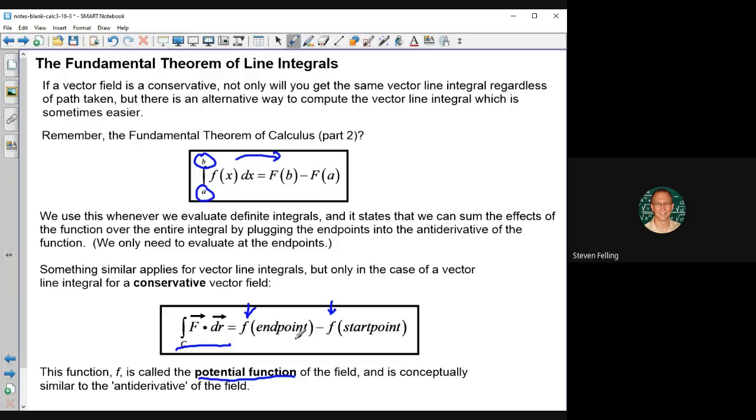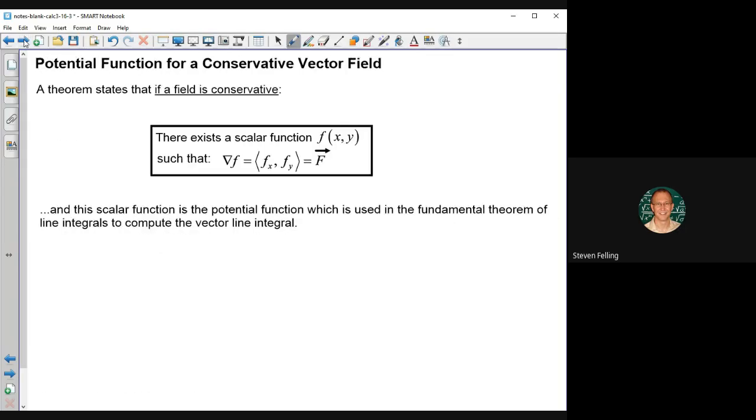We're going to learn next how to find this potential function once we've determined that we have a conservative vector field. There's a theorem that states that if a field is conservative, there exists a potential function f of x, y. What makes it a potential function is that if you take the derivative of the potential, you get the original field.